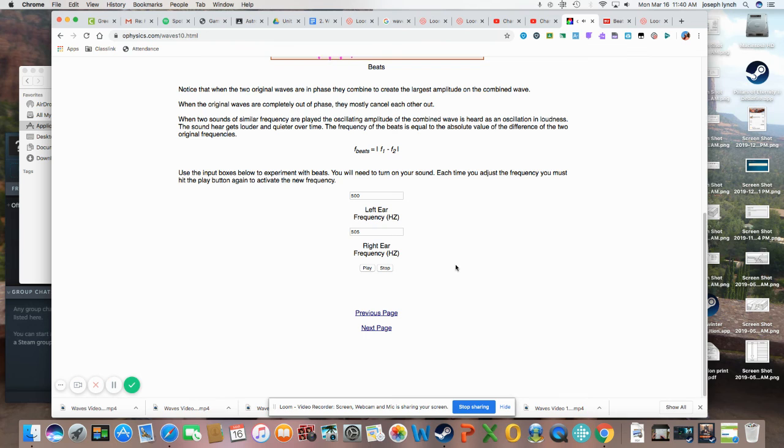So that shows that beats, when I have two different frequencies, they're going to make a pattern of loud and quiet sounds, and the frequency of the loud and quiet sounds you get by just subtracting the two frequencies.